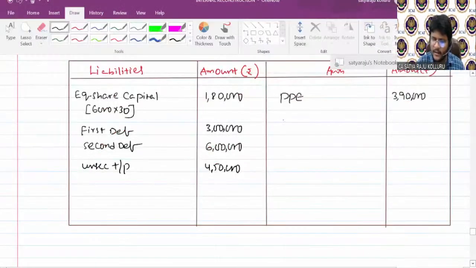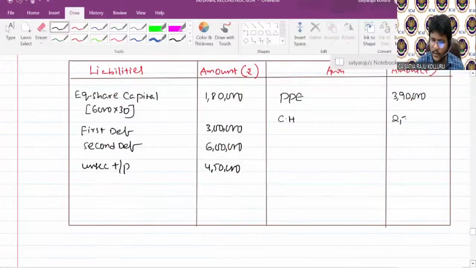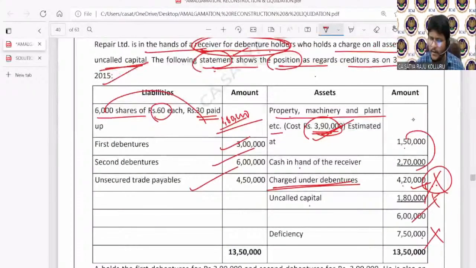Cash in hand is how much? 2,70,000. So the remaining are all irrelevant. Sir, charged under the debentures, which is the total balance, irrelevant. Uncalled capital, irrelevant. Deficiency, irrelevant. For the balance sheet, I'm talking. Deficiency does not mean the profit and loss account. Don't think like that. Deficiency has a different meaning. You don't know it at this stage. Why? Because liquidation of companies is not yet covered for you.